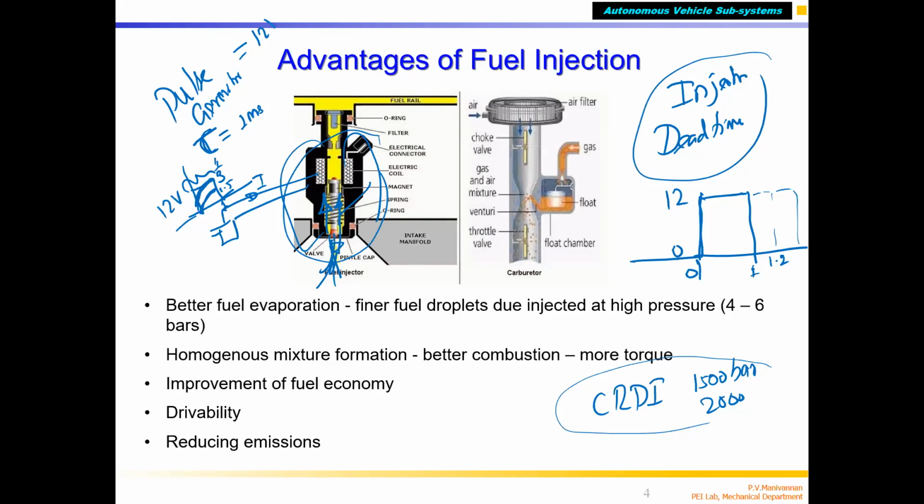Now the time constant plays a vital role. If the time constant is too high, the current will rise slowly like this, correct? It may not reach the peak value. This is the current scale: 0, 1 amp, 2 amps, and 3 amps. Now the current reaches only 1 amp because of the high time constant. That means the magnetic force created is not sufficient to pull the plunger out and make the fuel come out. So it is called dead time.